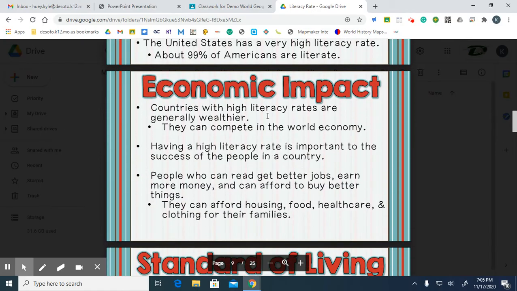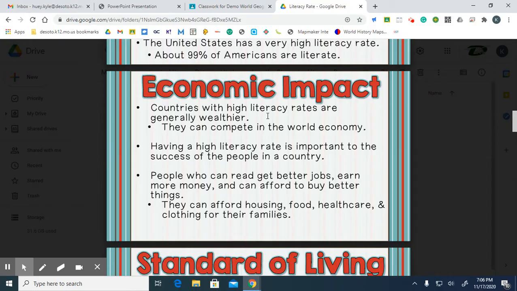So, what is the economic impact of literacy rate? Okay, so countries with higher literacy rates are generally wealthier, which means they make more money. They can compete in the world economy. Having a high literacy rate is important to the success of the people in a country. People who can read can get better jobs, earn more money, and can afford better things. They can afford housing, food, healthcare, and clothing for their families.